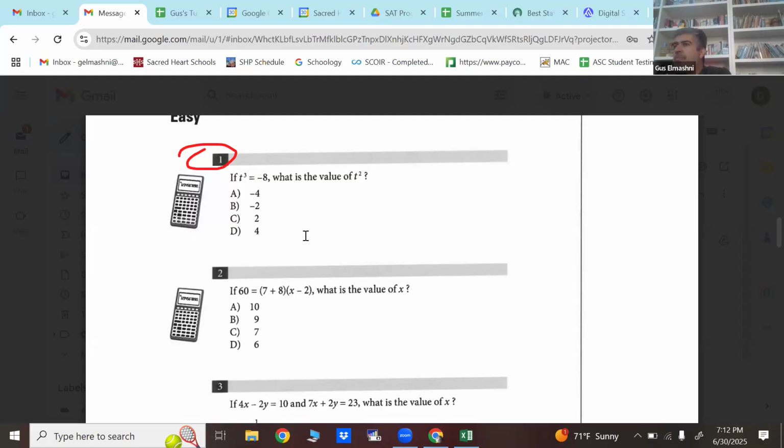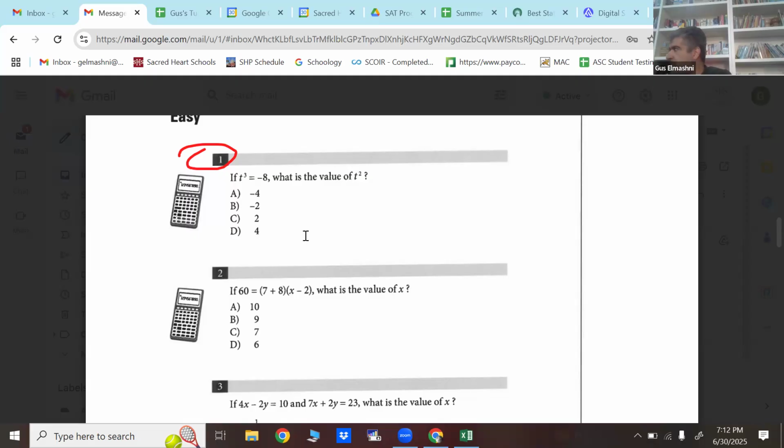Let's think about t cubed: it means you're multiplying t three times. And if you're multiplying a number three times and the output's negative, then t has to be a negative number. Don't look at the choices; just solve for t first. But what does the question want? They want t squared. So if t is -2, what happens if you do -2 times -2? That's it.